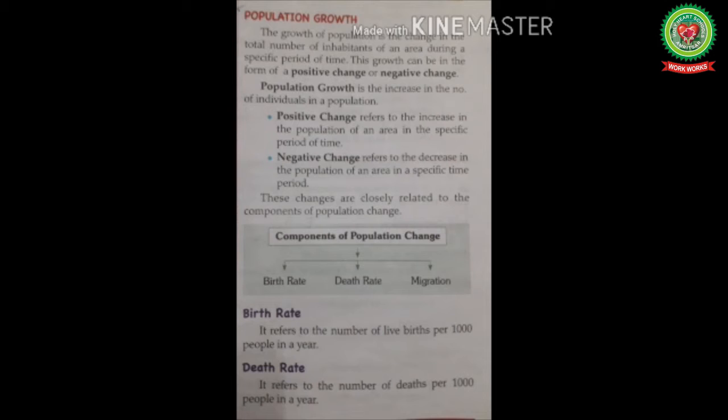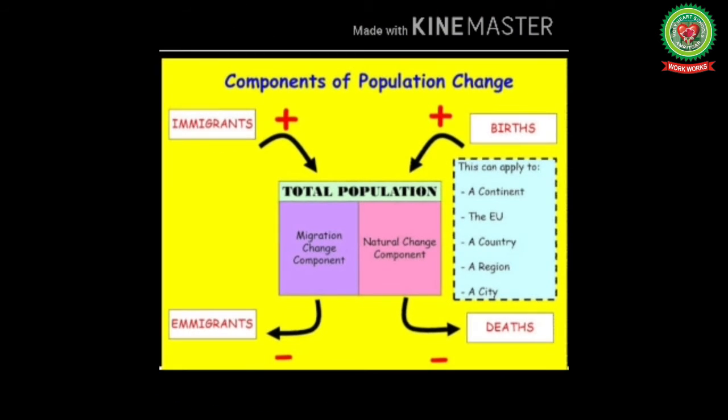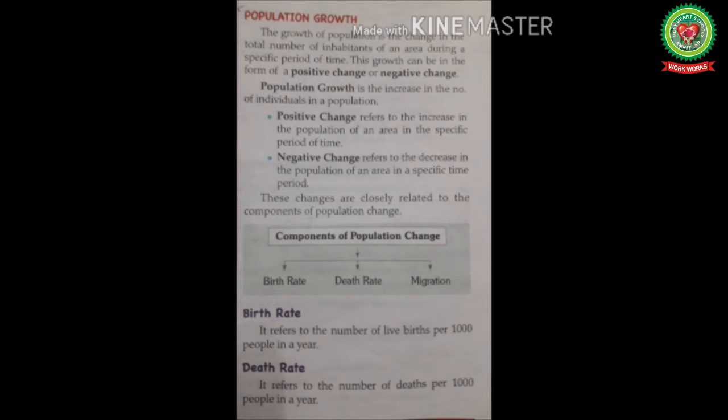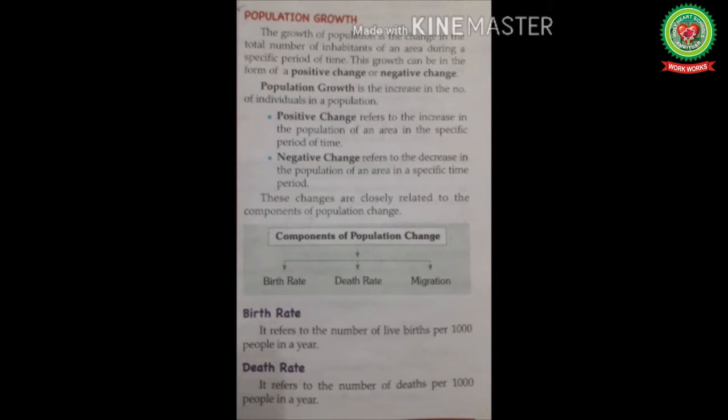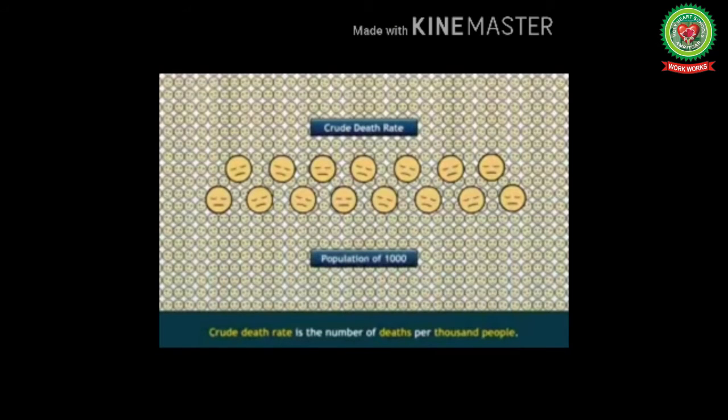On the other hand, negative change refers to the decrease in the population of an area in a specific time period. These changes are closely related to the components of population change. The components of the population change are birth rate, death rate, and migration. So, number 1 is birth rate. Birth rate refers to the number of live births per thousand people in a year. Next is death rate. It refers to the number of deaths per thousand people in a year.